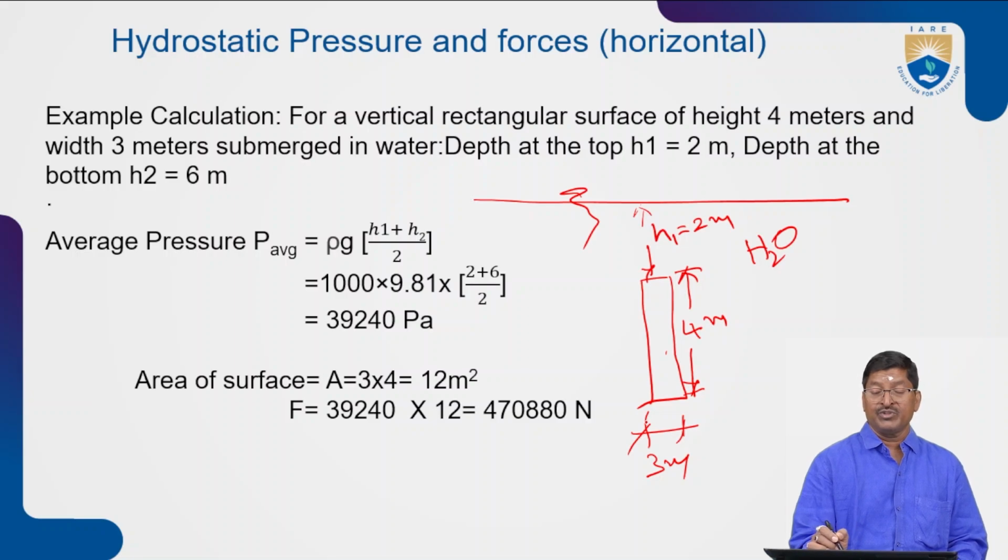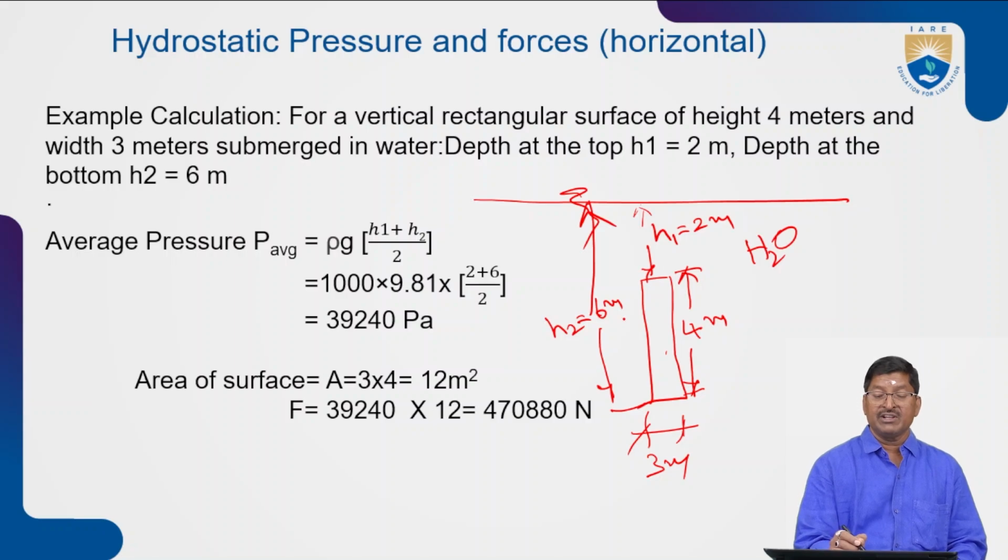Depth at the bottom, that means here, from the surface, H2 is equal to how much? It is 6 meters. Okay. Then average height is equal to (H1 plus H2) by 2. That means (2 plus 6) by 2, so that is 4 meters.